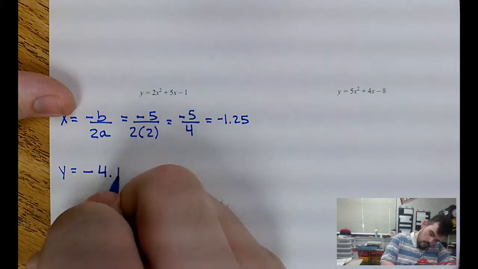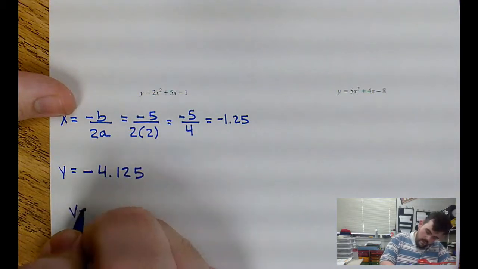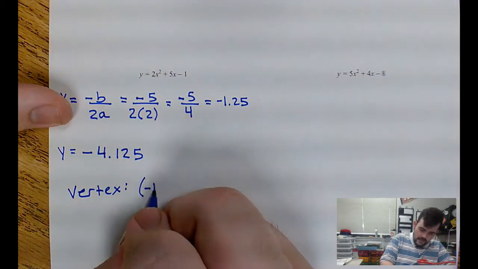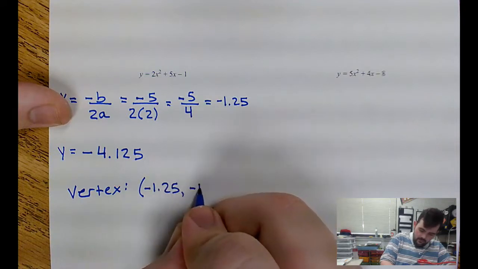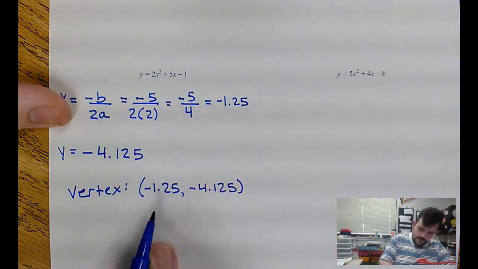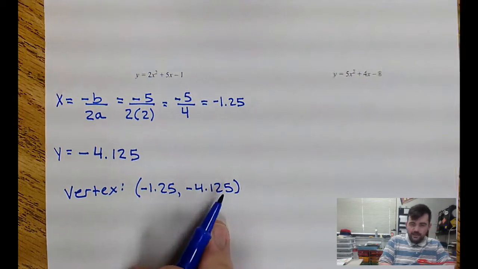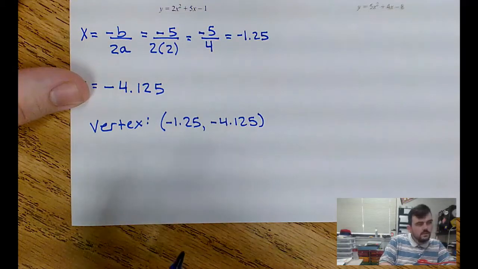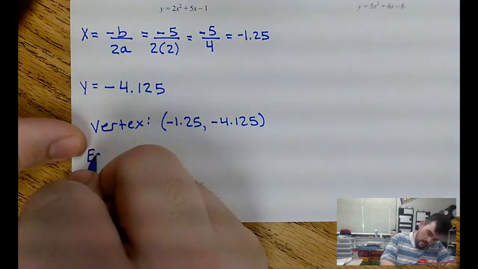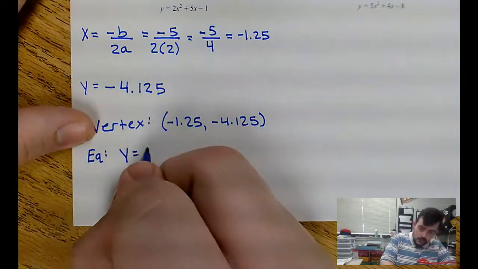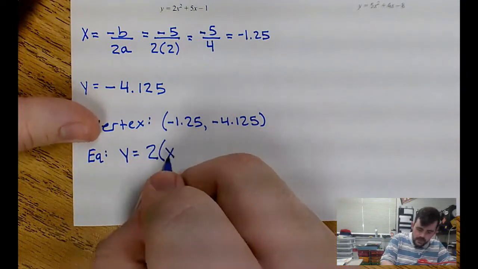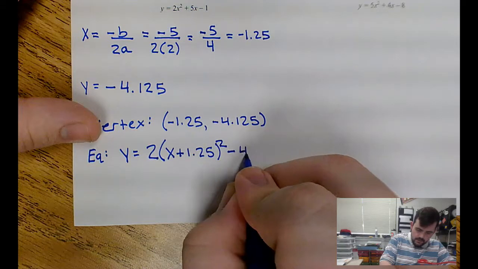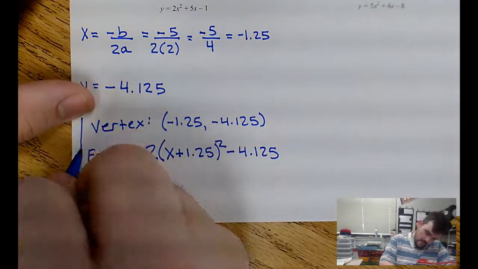Your vertex is negative 1.25, negative 4.125. That's negative 1 1/4 and negative 4 1/8. All right, is that an 8? Yeah, that's an 8. And your equation, y equals 2 parentheses x plus 1.25 squared minus 4.125. That's just beautiful, isn't it?